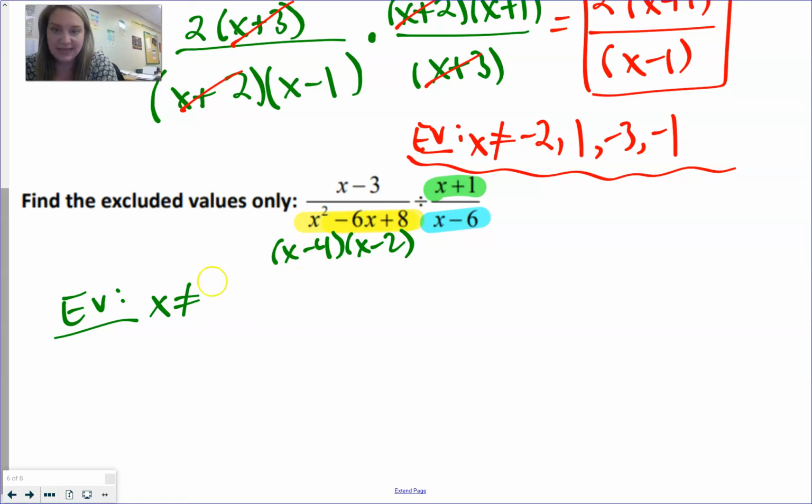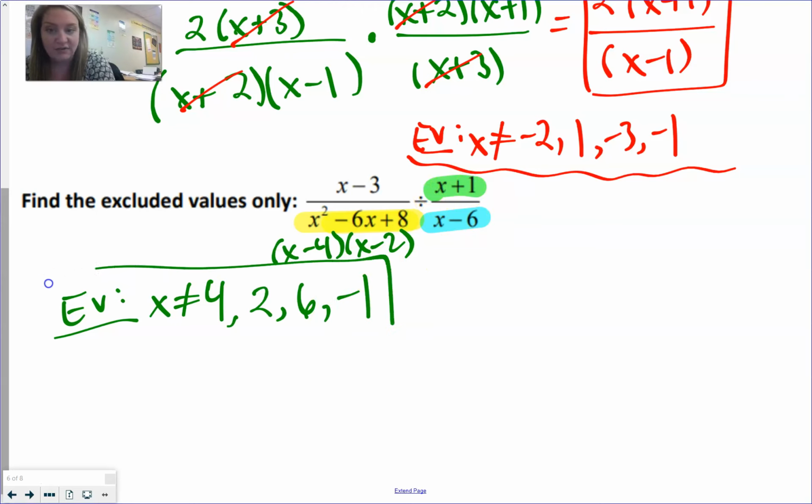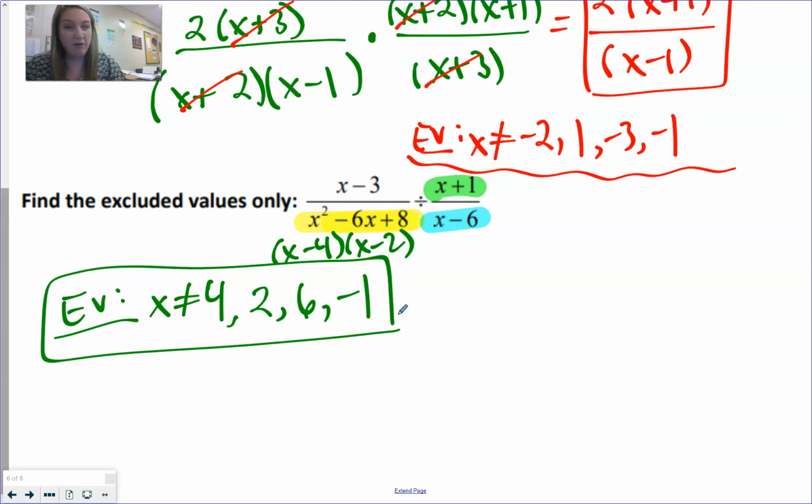So here, this piece can't be a 4, because 4 minus 4 would be 0. This I can't plug in 2, because 2 minus 2 is 0. My blue highlight, it can't be 6, because 6 minus 6 is 0. And then the green highlight would be negative 1, right? Because negative 1 plus 1 gives me 0. So those are your excluded values. Again, the only piece we really don't care about is the very first numerator, because that never gets flipped, but my other one does. All right?